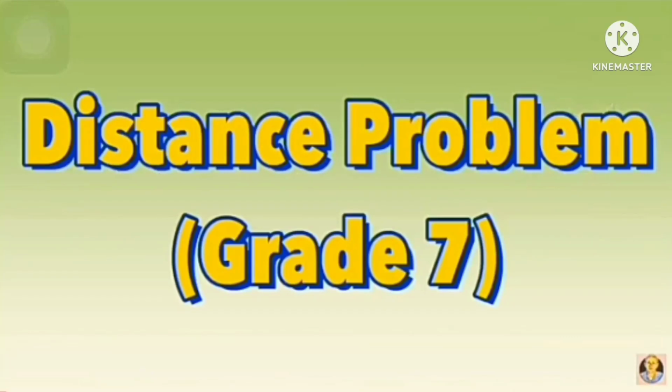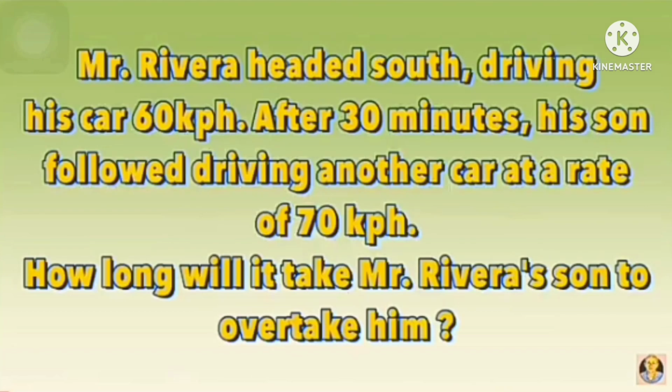Distance problem for grade 7. Okay, we have now number 2 problem. Mr. Rivera headed south driving his car 60 kilometers per hour. After 30 minutes, his son followed driving another car at a rate of 70 kilometers per hour. How long will it take Mr. Rivera's son to overtake him?